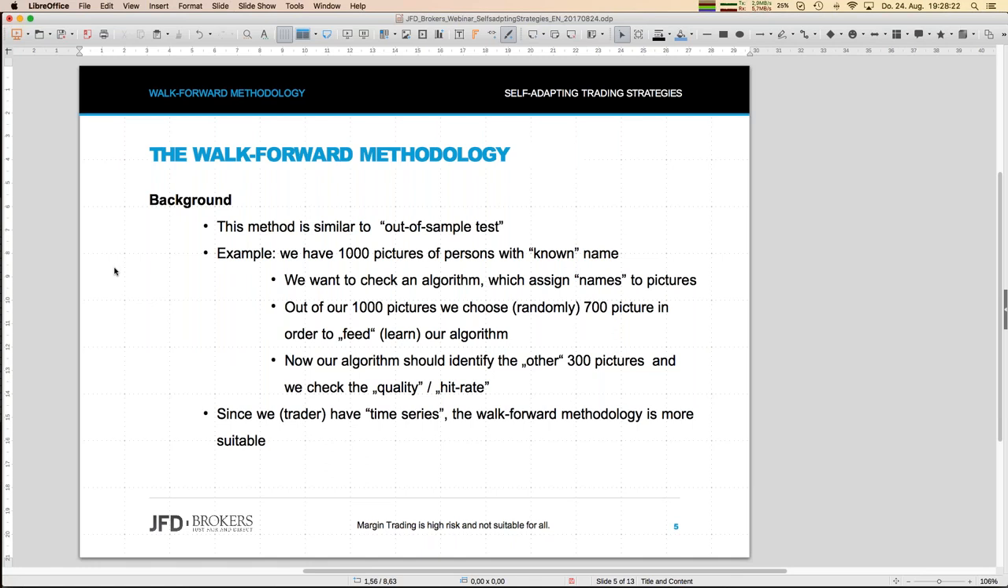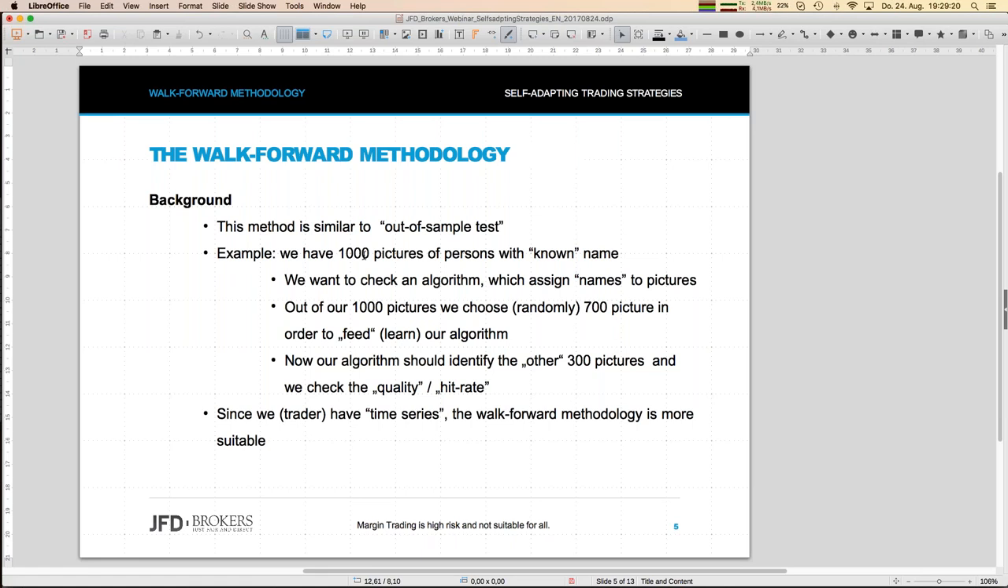How to do that? It's quite simple. So we divide our complete set of pictures, the 1,000, in two stacks. We take randomly 700 pictures, and with those 700 pictures, we feed our algorithm in order to be trained. That algorithm learns how to identify the name to a certain picture. So those 700 pictures would be our learning set. And then we take the same algorithm, but now we take the other 300 pictures left, and we let the algorithm identify who is on the picture. Since we know it, we can check the quality of that algorithm simply by hit rate.